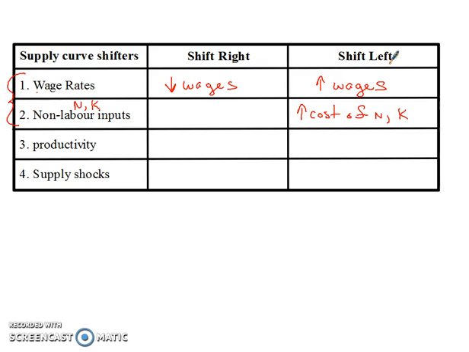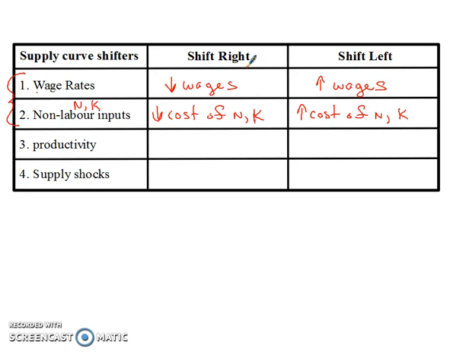Companies will reduce production, and the curve will shift to the left. On the other hand, if you get a decrease in the cost of land and capital, then that's going to make it cheaper to produce goods and services, and the short run aggregate supply curve is going to shift to the right.